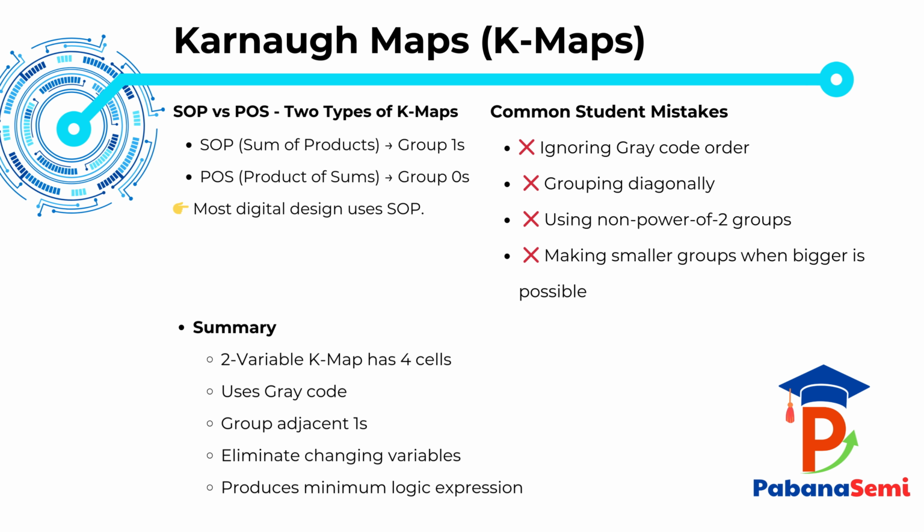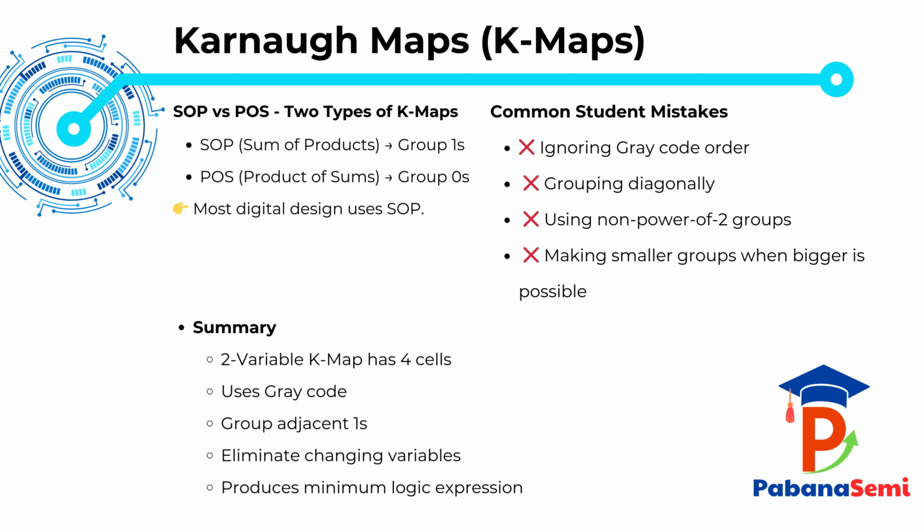Now, let us understand the two types of Karnaugh maps, and also look at some common mistakes students make while using K-maps. SOP versus POS, two types of K-maps. Karnaugh maps can be utilized in two distinct forms. The first one is SOP, which stands for sum of products.